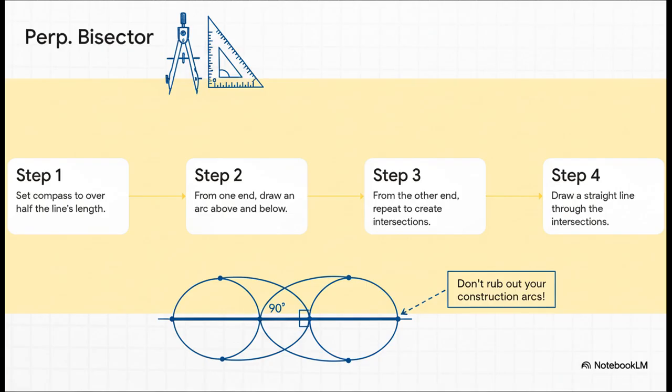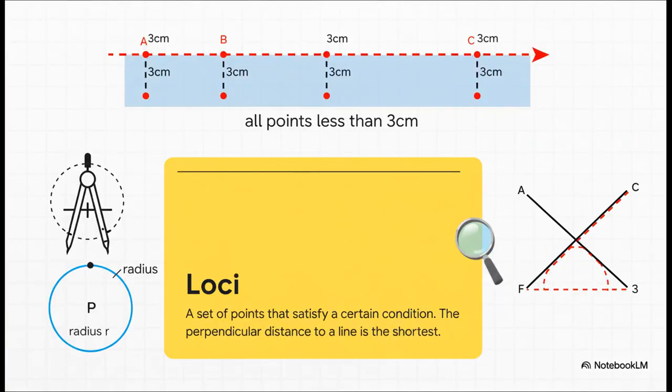The examiner needs to see you're working to give you the marks. Now, these constructions are super important for solving loci problems. Don't let the word loci scare you. It's just a path of a point that follows a certain rule. For example, the locus of points that are always 2 centimeters away from a single point, well, that's just a circle. And the key fact to remember is that the shortest distance from a point to a line is always the perpendicular one.